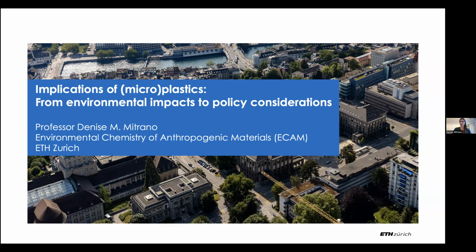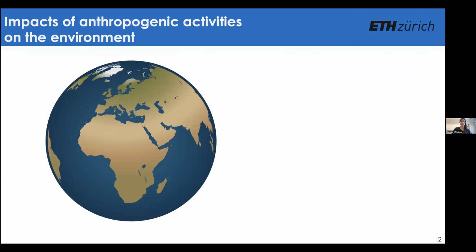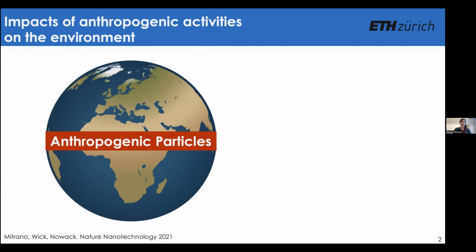So when we're thinking about anthropogenic activities and the environment overall, and the impacts on the environment, we all know there's a lot of different stressors that are facing the environment today. So there are obvious big things like climate change, biodiversity loss, deforestation. But in our group, we're mainly focused on anthropogenic particles. So anthropogenic particles can be things like soot emissions, engineered nanomaterials, or the focus of our research now and the focus of this talk, microplastics and nanoplastics.